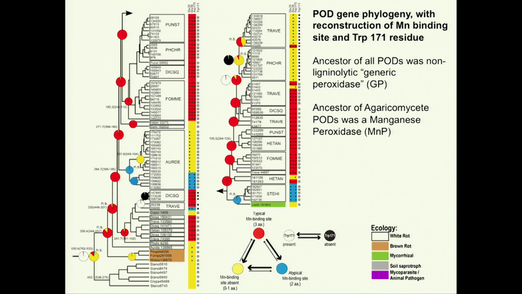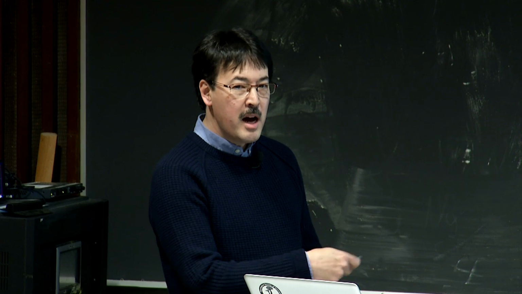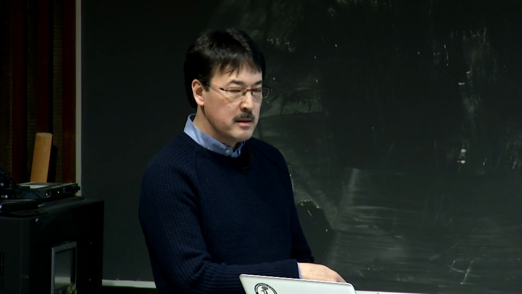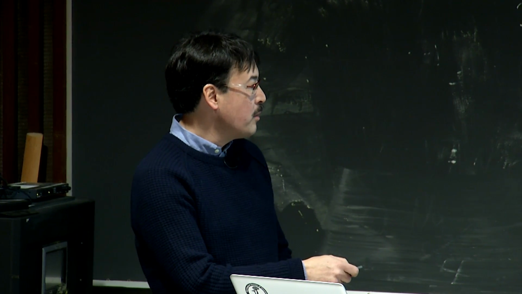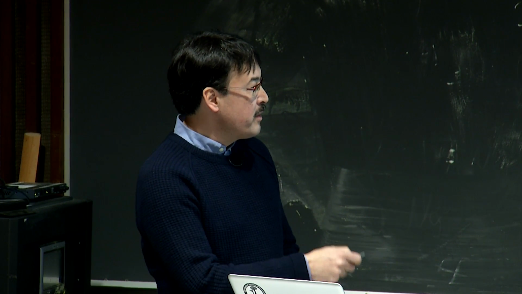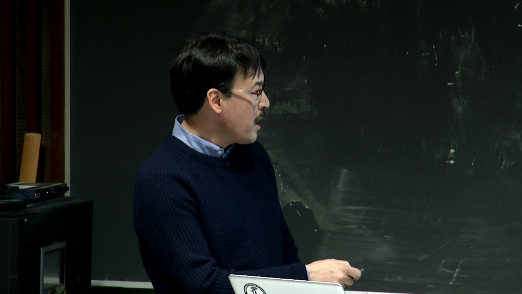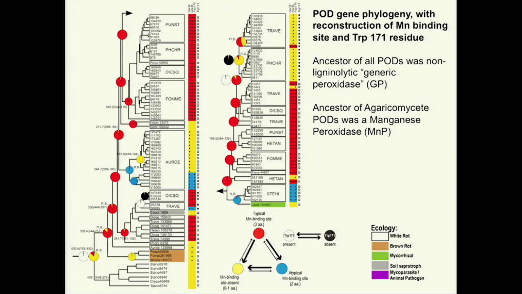But based on structure function considerations, we think, when I say we, I mean Angel Martinez, my collaborator, who is much more knowledgeable about these enzymes than I am, thinks that these are probably non-ligninolytic. There are also non-ligninolytic PODs within Basidiomycetes, like the Coprinopsis cinerea POD, for example. The ancestor of the Agaricomycete class 2 peroxidases was probably something like a manganese peroxidase. There are also lignin peroxidases. So we have a pretty good idea about the history of these things, and we think that the ligninolytic PODs are limited to Agaricomycetes. But this is a gene phylogeny, right?